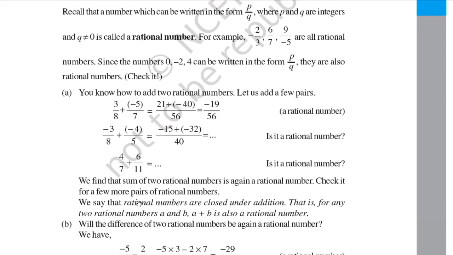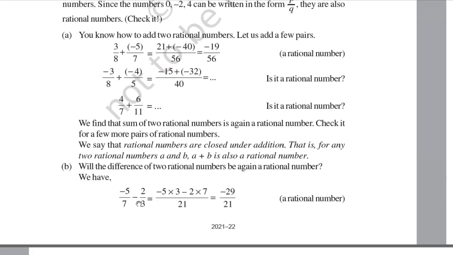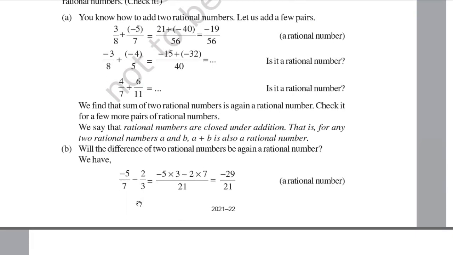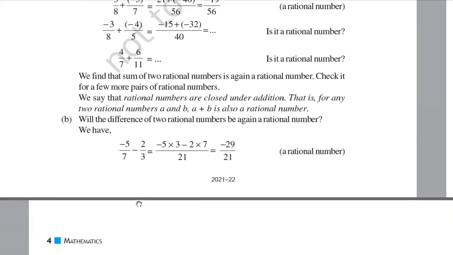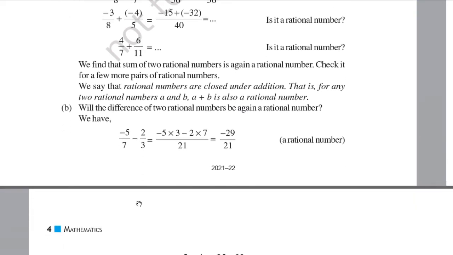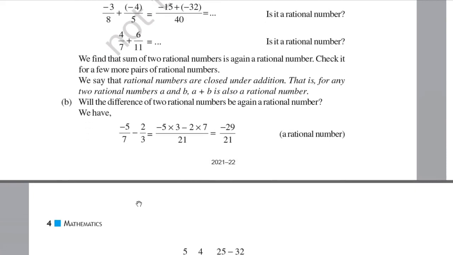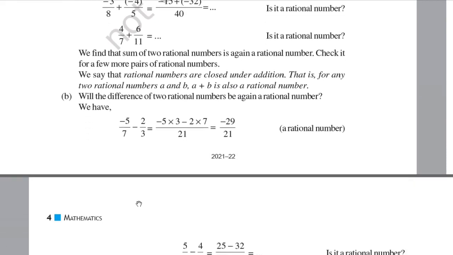You can find out. We find that the sum of two rational numbers is again a rational number. Check it for a few more pairs of rational numbers. We say that rational numbers are closed under addition. That is, for any two rational numbers a and b, a plus b is also a rational number.